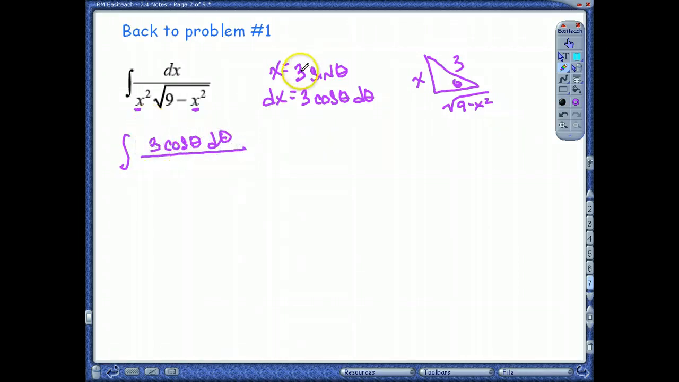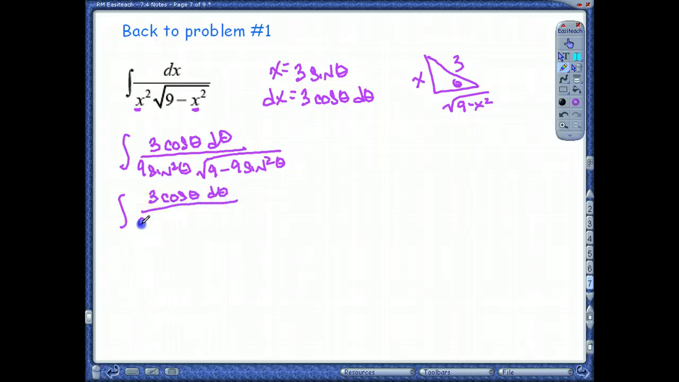x squared, well, x is 3 sine of theta, so x squared is going to be 9 sine squared of theta. Inside the radical, I'm going to have 9 minus x squared, which is 9 minus 9 sine squared theta. Okay, and then all I'm going to do at this point is start simplifying some things. I know I can factor. I'm going to factor and take out my perfect squares. I'm going to try not to skip any steps, but note that you can once you feel comfortable to do so. So what's underneath the radical?